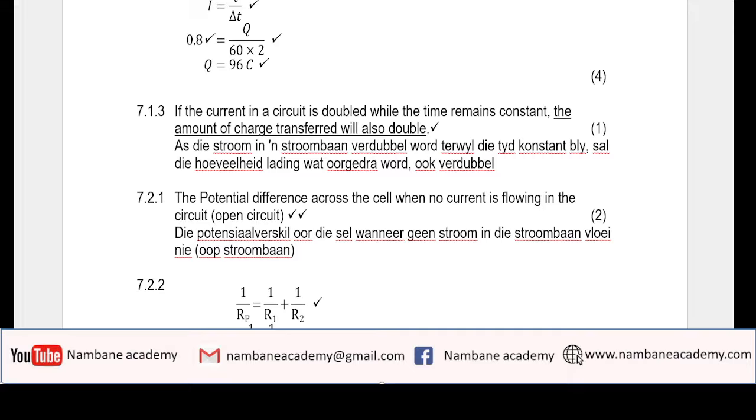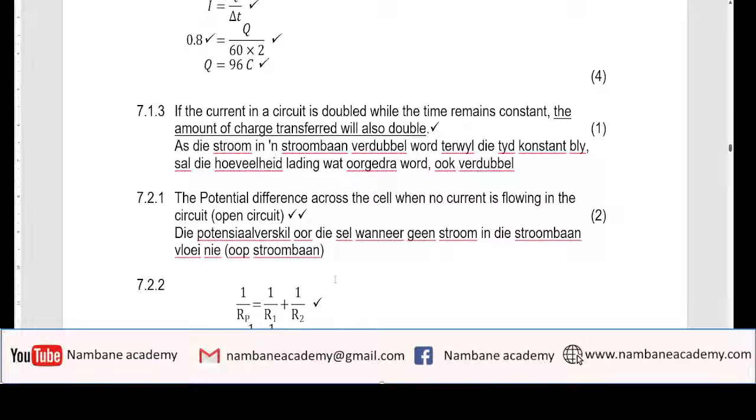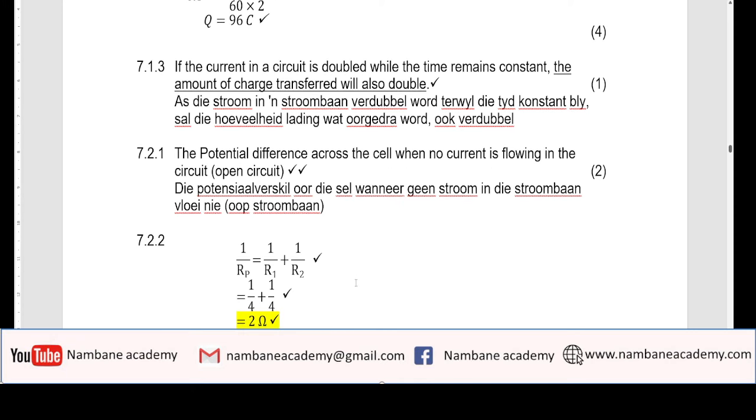7.2.1, define the term electromotive force, the EMF, which is the potential difference across the cell when no current is flowing in the circuit, when the circuit is open. So open circuit can be in brackets, especially when the learners wrote no current is flowing in the circuit. Then a total of 2 marks will be awarded there.